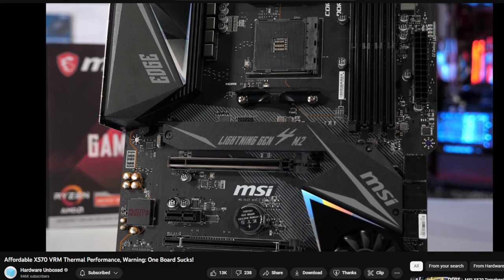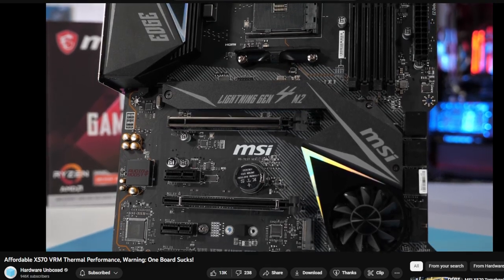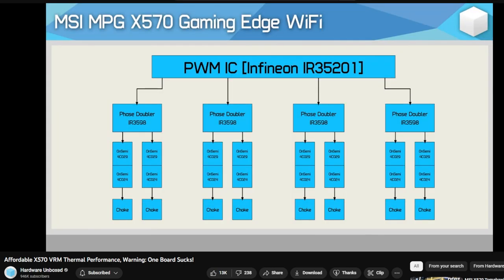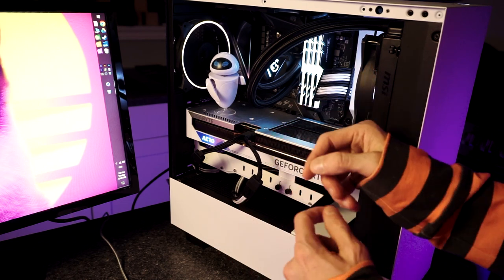This time we have the Infineon IR35201 controller. MSI takes four signals for the V-core portion of the VRM and doubles them using IR3598 phase doublers. MSI is using discrete ON Semiconductor MOSFETs, and on the high side we have 8 4C02N MOSFETs, and on the low side, 8 4C024N MOSFETs.